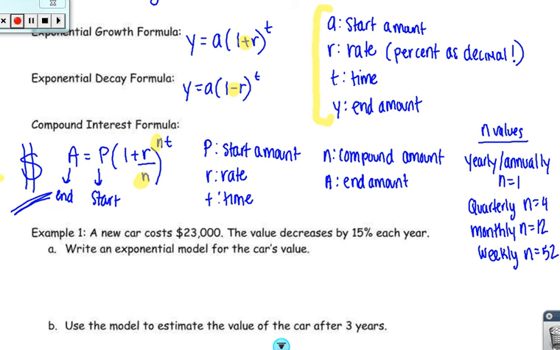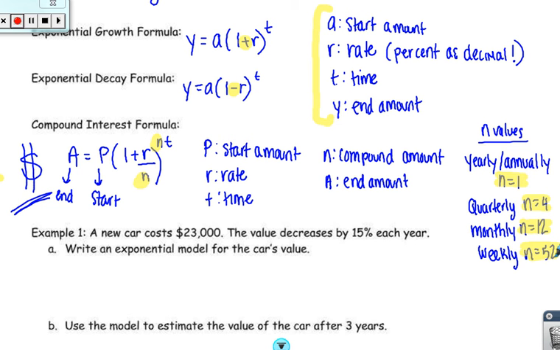That is needed because let's say you get your interest rate quarterly. That's 4 times a year. So then I need to take that rate and divide it by 4, and then I need to take my time and multiply it by 4. I'm getting it 4 times out of a year. So if you're yearly, or if it says annually, n is 1. Quarterly, 4 times a year. Monthly, obviously there's 12 months in a year. And weekly is 52.